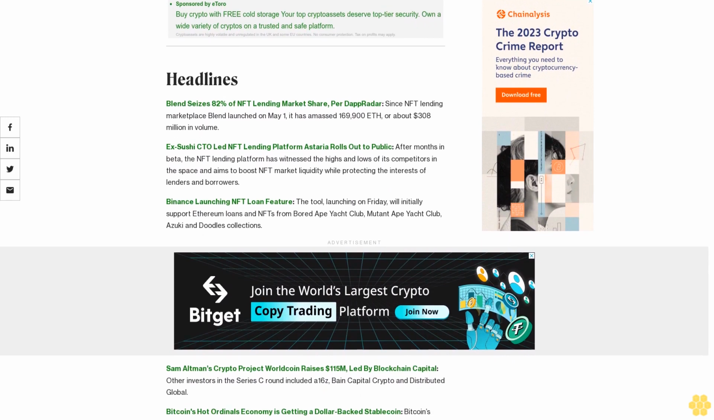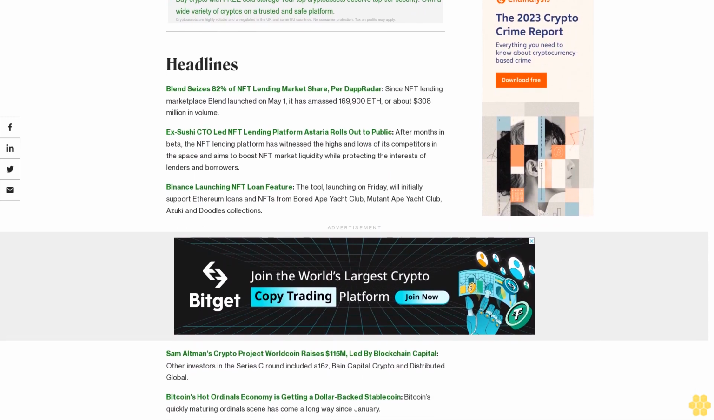Bitcoin's hot Ordinals economy is getting a dollar-backed stablecoin. Bitcoin's quickly maturing Ordinals scene has come a long way since January.